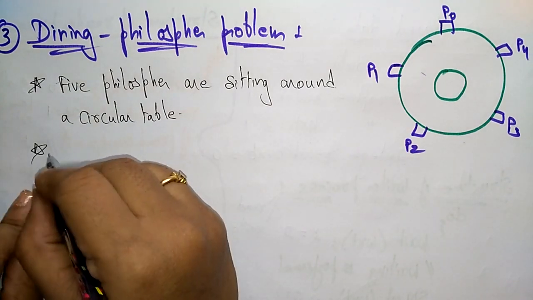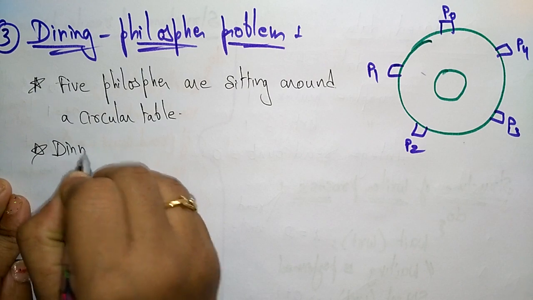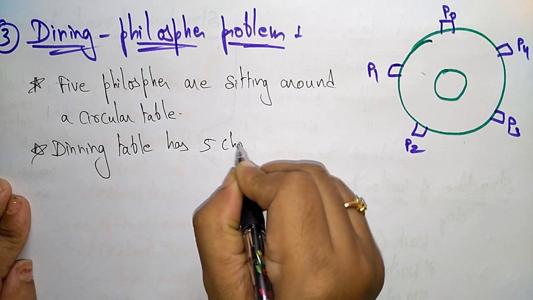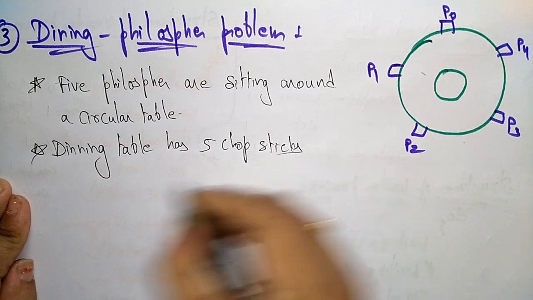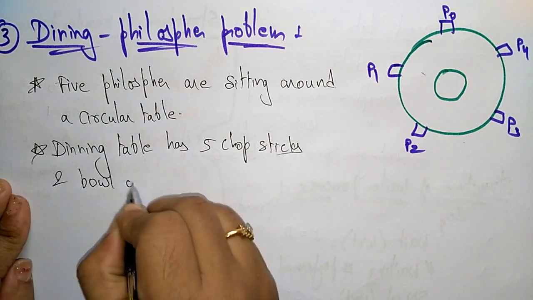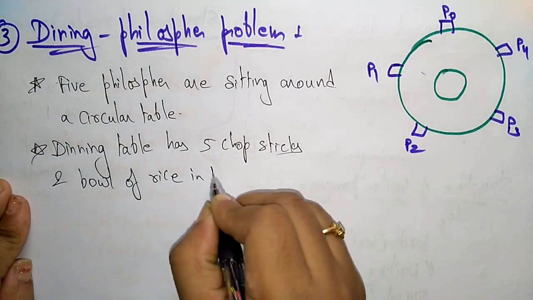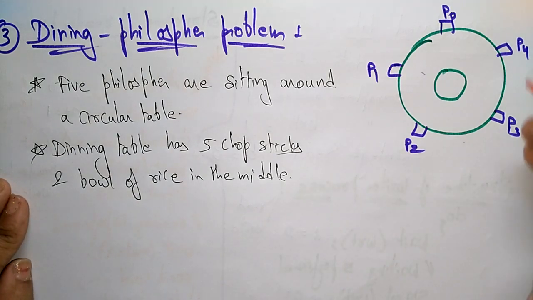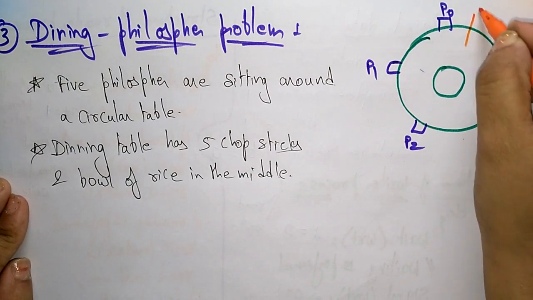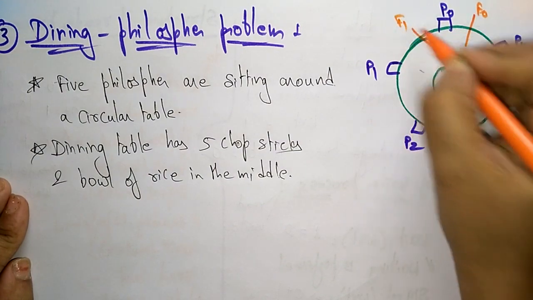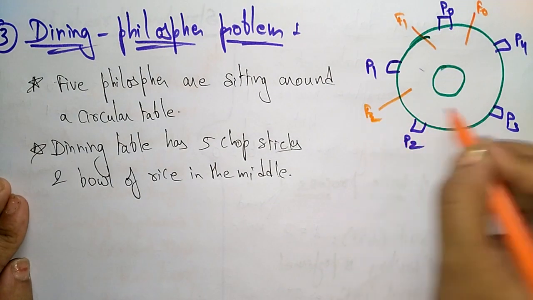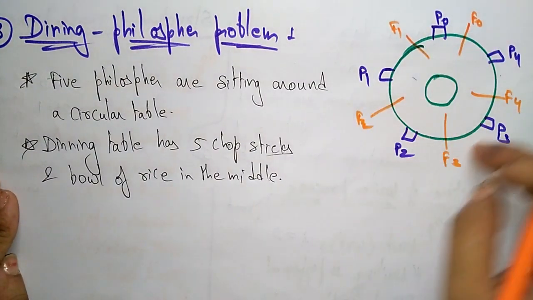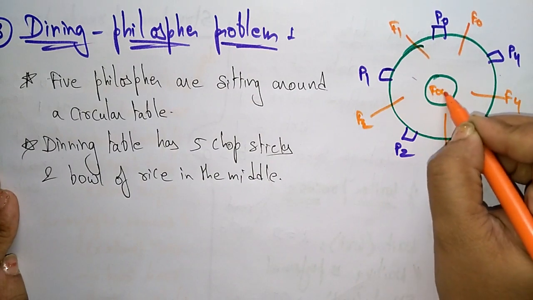Next, the dining table has 5 chopsticks and a bowl of rice in the middle. So here you have the chopsticks. These are F0, F1, F2, F3, F4. So 5 chopsticks, and in the middle the food is there.